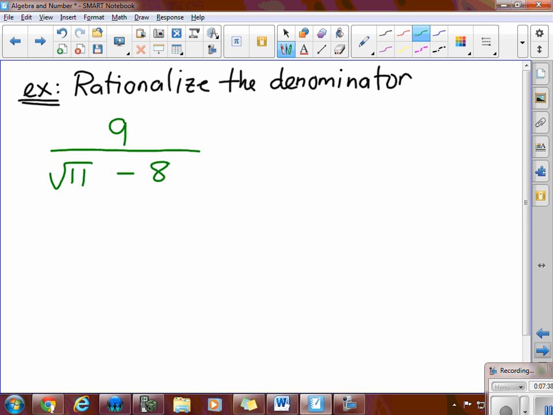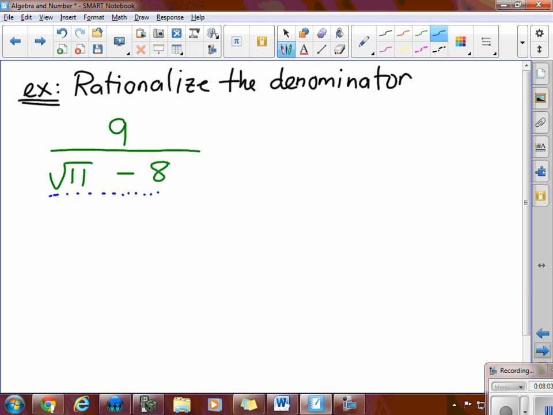minus 8. So this one is a lot different than the ones we've done on the last few examples. The reason being, the denominator itself right down here now has two terms. In essence, it's a binomial. So multiplying just by the root of 11 now, because that's a radical down there, is not going to help us. What we have to do is multiply by something that's called the conjugate.